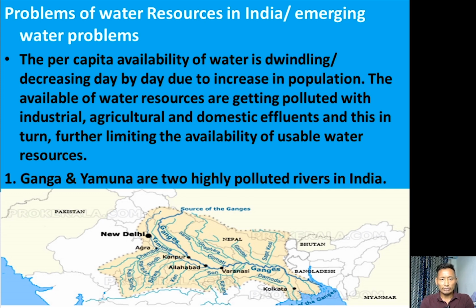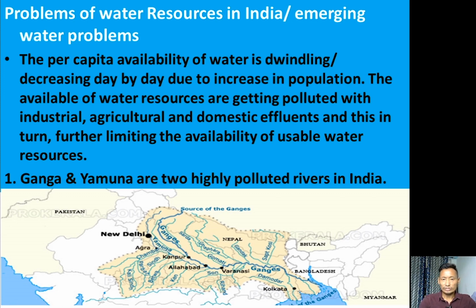So in India we have many rivers. Rivers such as river Ganga and river Yamuna, which is a tributary of river Ganga. So these two rivers are highly polluted rivers in India.